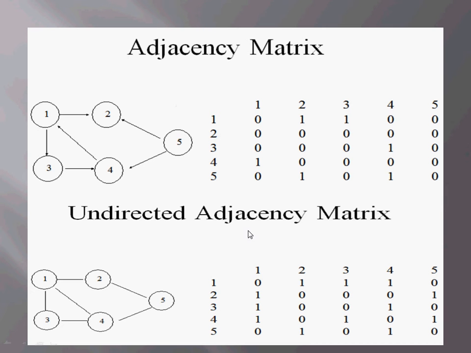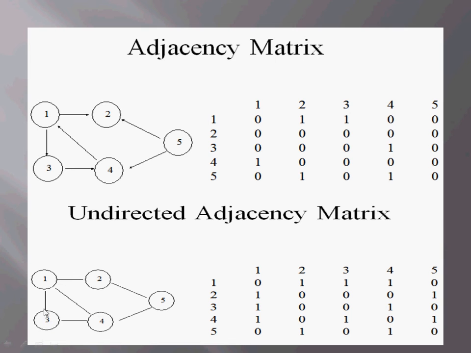Now the undirected adjacency matrix. So 1 has a relationship with 2, 3 and 4. Here you see 1 has no looping with itself, so there is 0. 1 has relation to 2, to 3 and to 4. 1 has no relation to 5, 0. 2 has relation to 1 and 5, all others are 0.